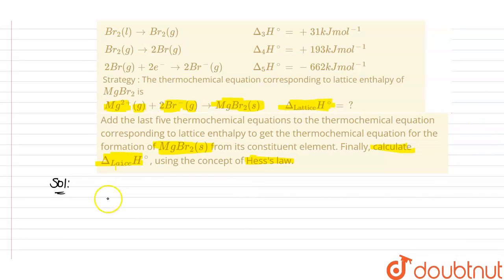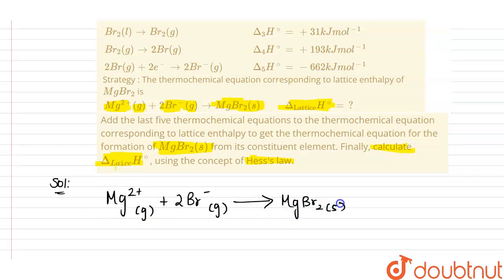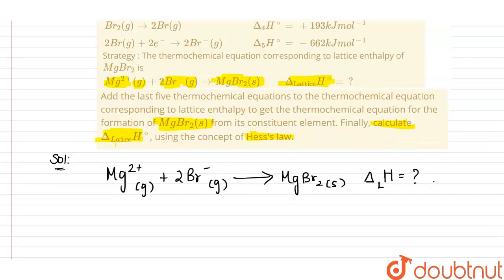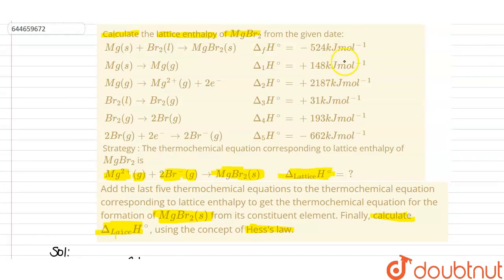Let me write the general equation. Mg2+ in gaseous state combines with 2 moles of Br- in gaseous state to form magnesium bromide. The energy released is the lattice enthalpy, del H lattice. We have to find the lattice enthalpy for this particular reaction, so we take the given data. This is delta H formation.